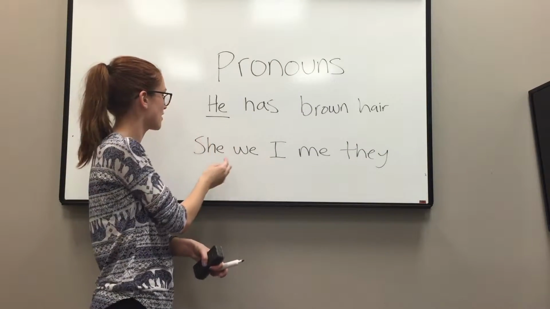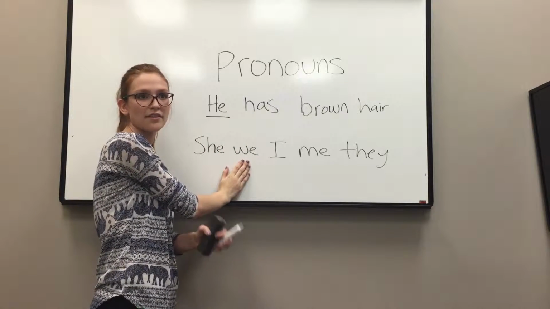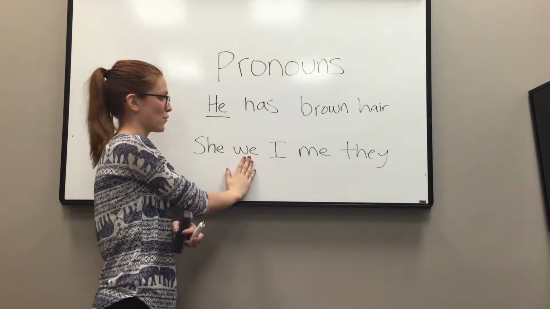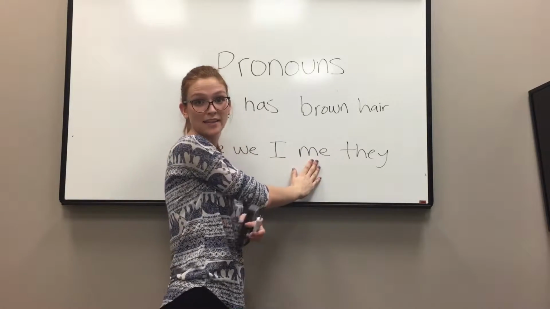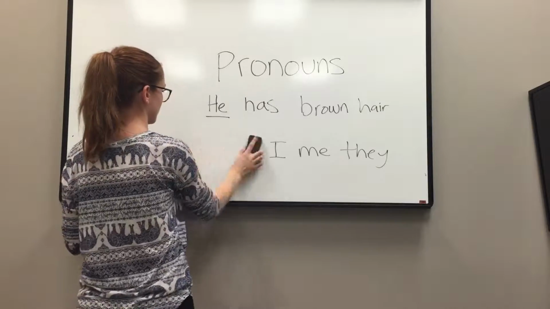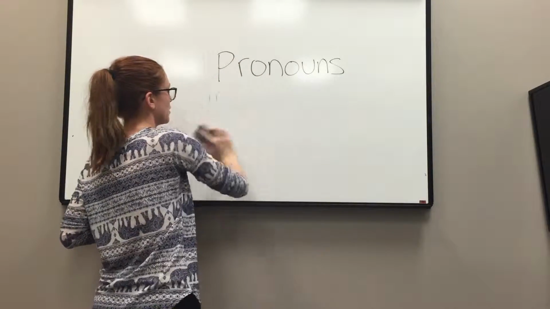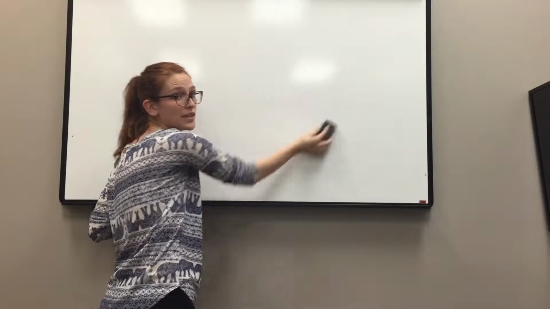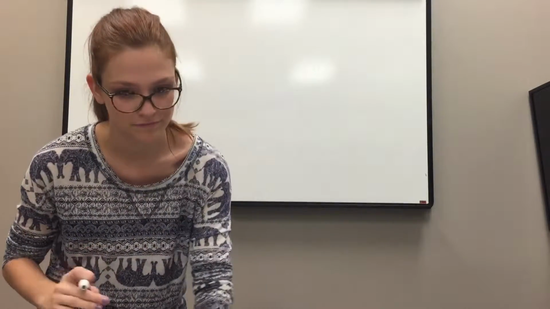So we could say we go to the movies instead of Sally and George go to the movies. Or Sally and I go to the movies. We can say we go to the movies. Or I can say they come to me, and that uses they and me. Turn to a shoulder partner and come up with a sentence that has a proper noun in it, so a name, and then change that to a pronoun.